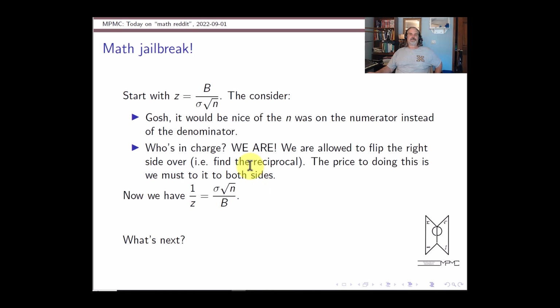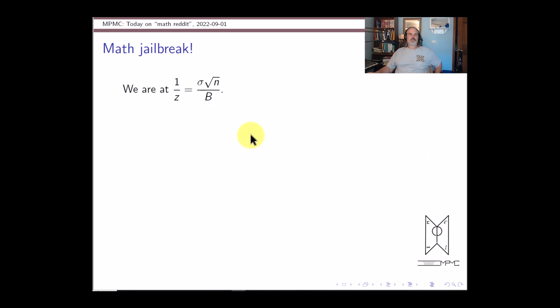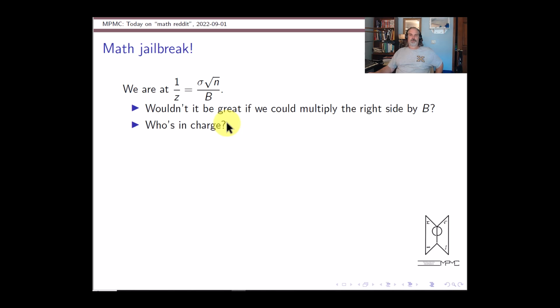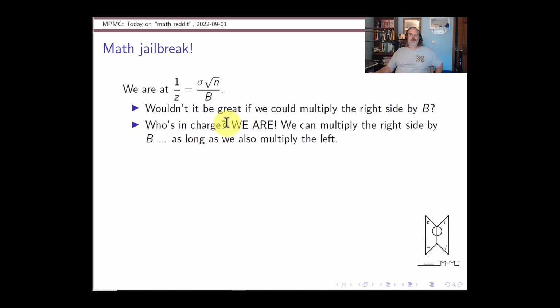Well, what's next? There's lots of choices, but given what we have, look at that right-hand side. Boy, it would be great if we could multiply that right-hand side by capital B, because then it would be gone. We'd be one step closer to jailbreaking the n, right? Well, who's in charge? We are. And if we want to multiply that right side by b, damn it, we can multiply that right side by b. We just have to multiply both sides by b.